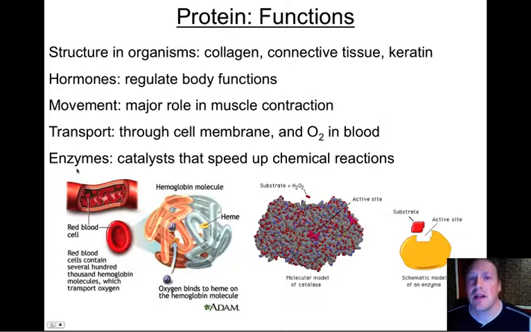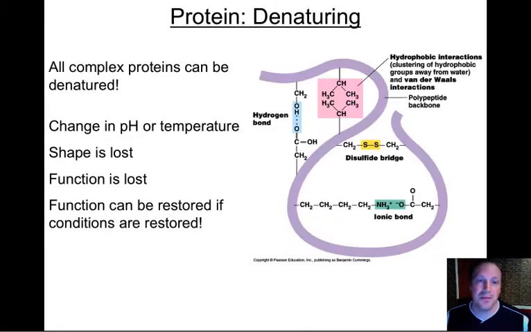Enzymes are a particular class of proteins that help chemical reactions occur. They act as catalysts, and what catalysts do is they lower the amount of activation energy that's required to get a chemical reaction to go. And catalysts are absolutely critical for chemical reactions to happen quickly so life can be sustainable.